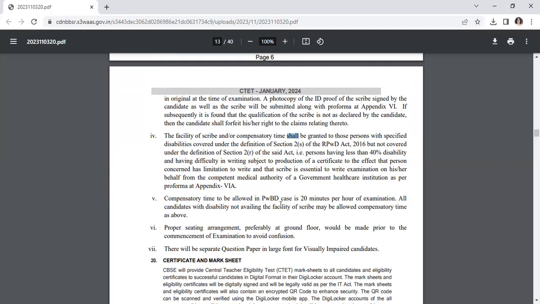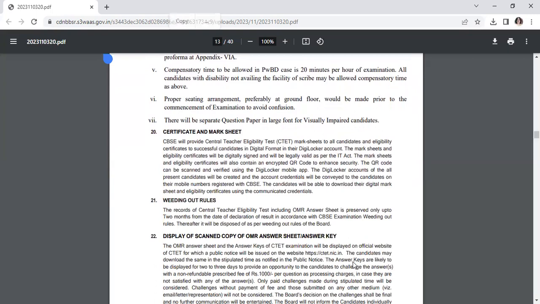Compensatory time to be allowed in PwBD cases is 20 minutes per hour of examination. All the candidates with a disability not availing the facility of a scribe may be allowed compensatory time as above. Proper sitting arrangements, preferably on the ground floor, would be made prior to the commencement of the examination to avoid confusion. There will be a separate question paper in large font for visually impaired candidates.